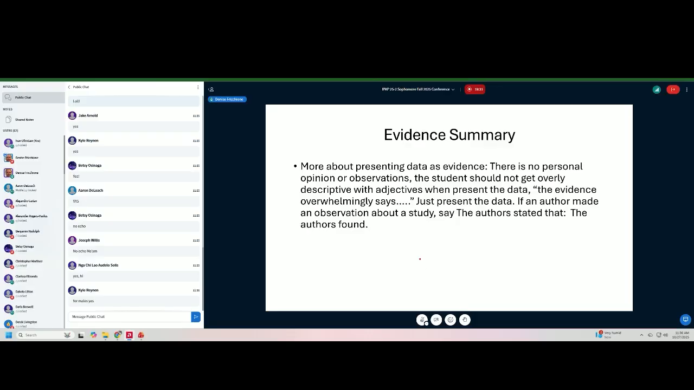Also, when you talk about the articles and your data, please, please, please refrain from getting too descriptive. Again, just present the data. Was it significant or not? You do not need to tell the reader what a p-value or a confidence interval is. Anybody reading this already knows that, so you don't need to describe them in terms of a definition.